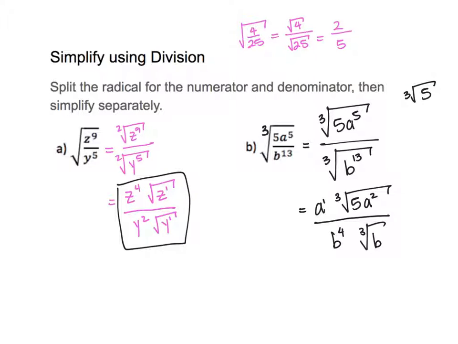And it looks like that's it. So this is my answer. Because I've simplified the top and I've simplified the bottom. A and B can't combine. So I'm done. Let's move on to the next problem here.